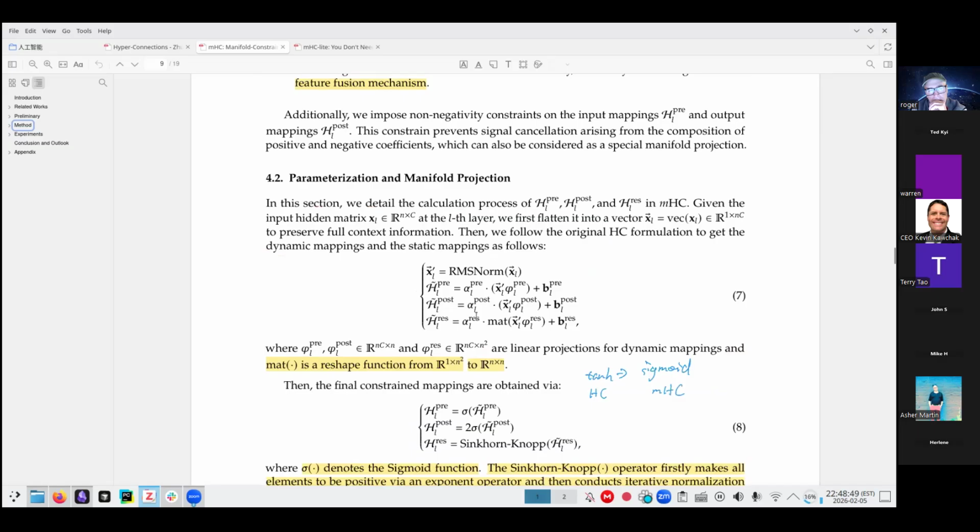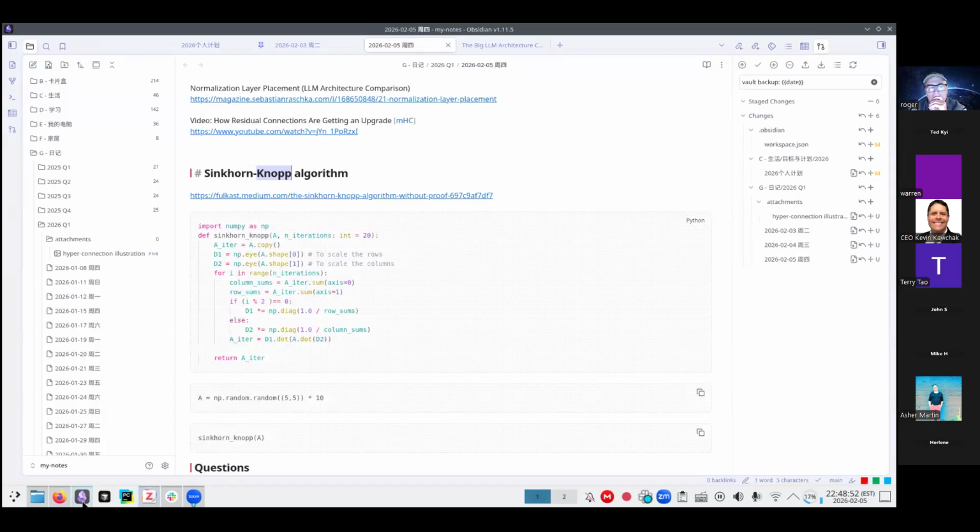The algorithm is very simple. I found this piece of code online. It just does the Sinkhorn-Knopp algorithm. What it does is iterate through two steps. Step one is make the rows sum to one, and step two is make the columns sum to one. They just keep doing it, for example 20 iterations, and then you get a very good approximation to that doubly stochastic matrix.